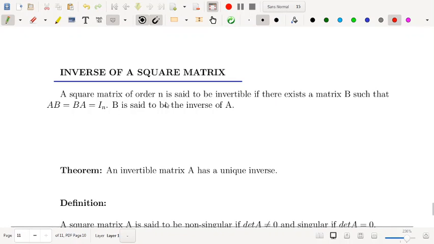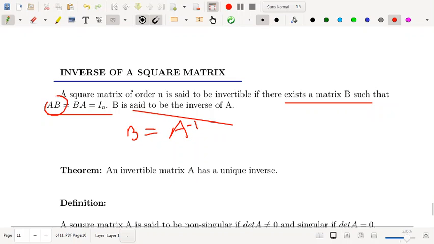A square matrix A of order n is said to be invertible if there exists a matrix B such that AB equals BA equals the identity. In that case B is said to be the inverse of A, written as A inverse. So if after multiplication you get an identity matrix of order n, then B is the inverse of A. And an invertible matrix has a unique inverse.